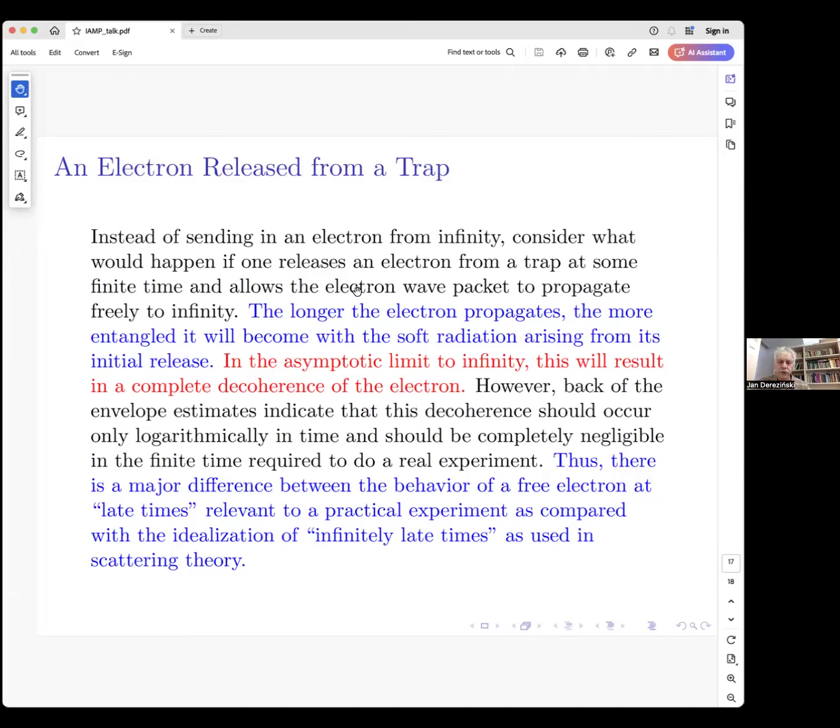I have a question, Jan Derezinski. You mentioned that in the case of gravitation, one should dress the dressing and again dress the dressing and so on. Does it follow from the nonlinearity of gravitation, or is it true also in linearized gravitation? No, it's entirely the nonlinearity of gravity that I'm talking about.